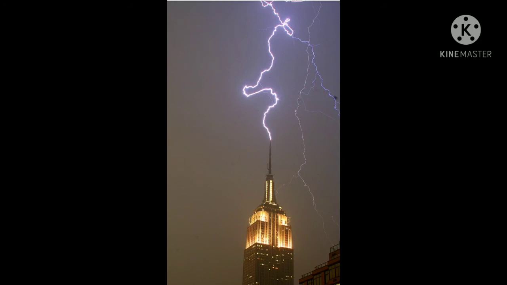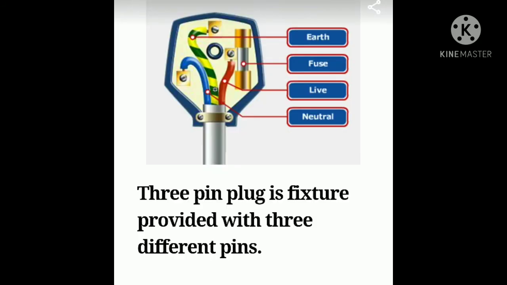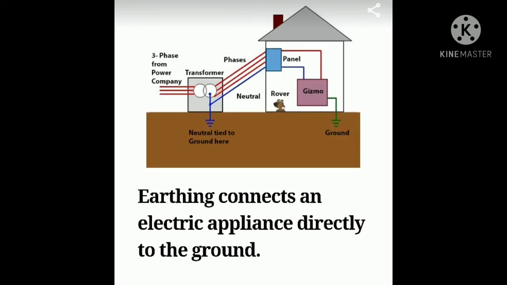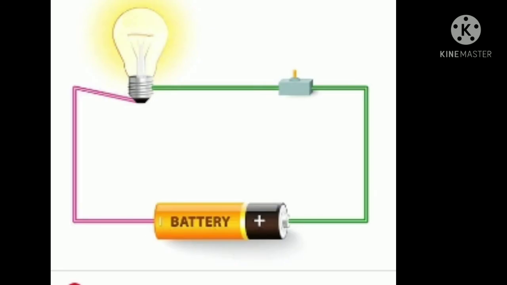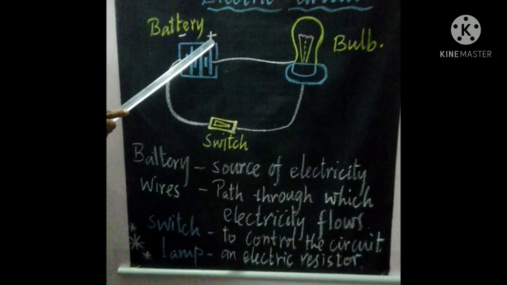So what we conclude from today's session: lightning arresters protect buildings from the damages of lightning. Proper earthing uses 3-pin plug fixtures. Earthing connects an electric appliance directly to the ground so that it prevents electric shock. A simple electrical circuit has the parts battery, switch and a bulb.